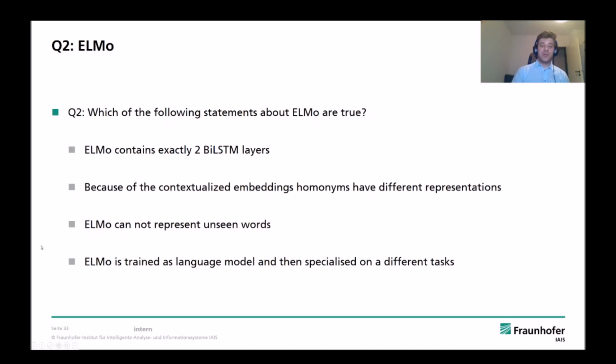Now this leads me to question number 2, which is about Elmo. Which of the following statements about Elmo are true? A. Elmo contains exactly 2 bi-LSTM layers. B. Because of the contextualized embeddings, homonyms have different representations. C. Elmo cannot represent unseen words. D. Elmo is trained as a language model and then specialized in a different task.